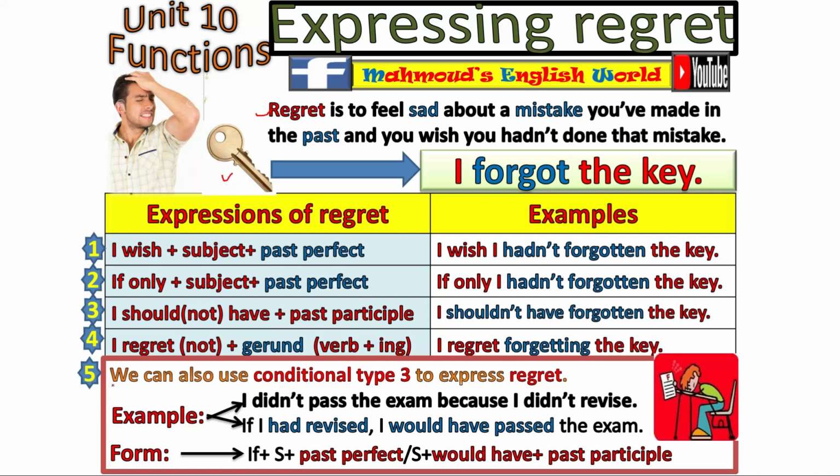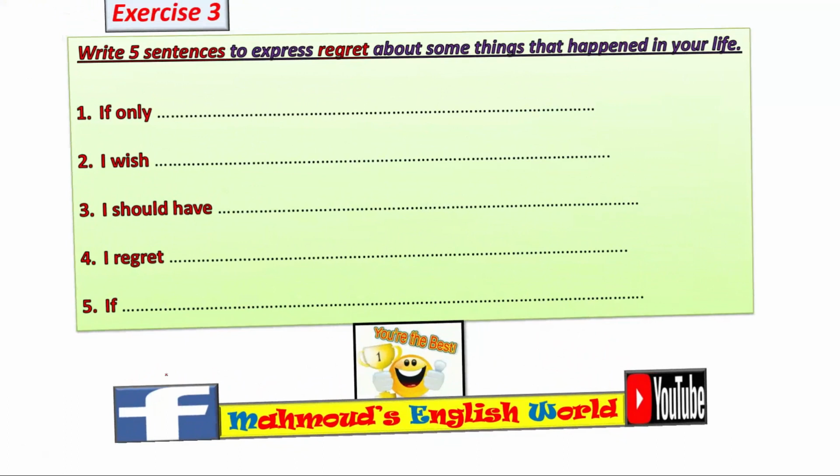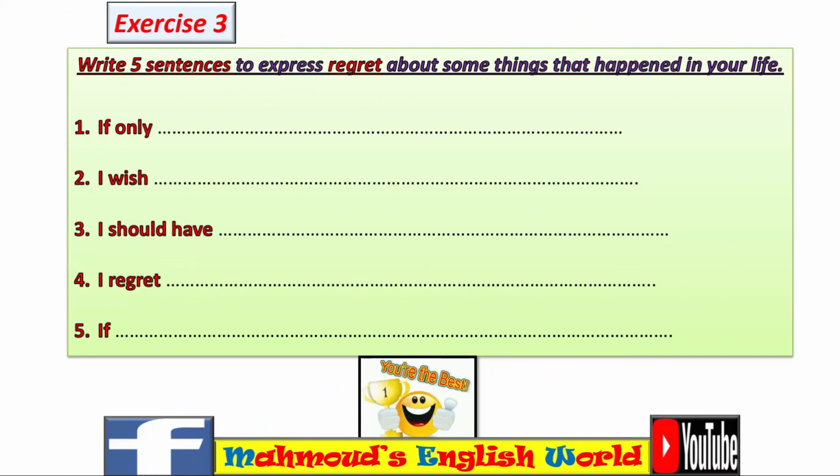You can write these in your notebooks, but you have something to do at home, and please do it and send it back to me, or write it in the comment section below and I will correct it for you. This is number 1. I want you to write 5 sentences to express regret about some things that happened to you in your life, using the rules that we worked on today: if only plus subject plus past perfect, I wish, should have, regret, and if. Write 5 different sentences. This is exercise number 1.